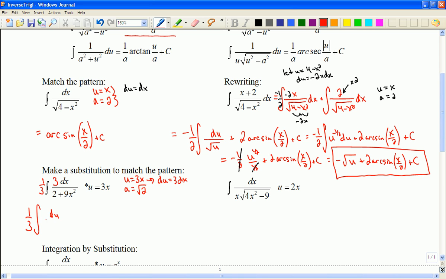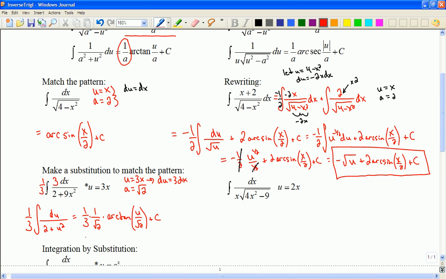So now my integral is in terms of u, and I have 2 plus u squared. And this one is ready to change into an arctan. So this will be 1/3, and if you look at the pattern here, the first thing I need is 1 over a, so it'll be 1 over root 2, and arctangent of u over root 2 plus a constant. And in our situation, u is equal to 3x.